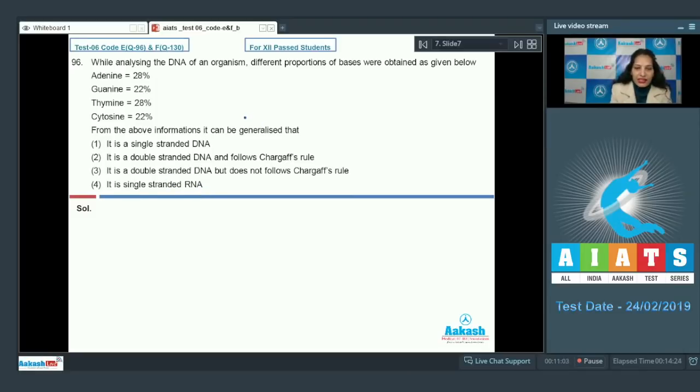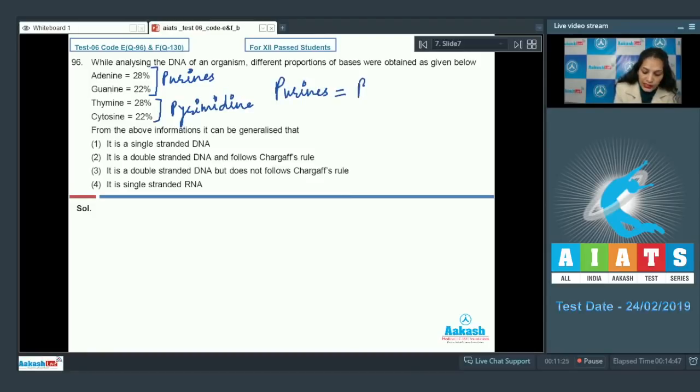By analyzing the different proportions of bases in the DNA, you can conclude that adenine and guanine both are purines. Thymine and cytosine both are pyrimidines. And you can see here that the amount of purine is equal to the amount of pyrimidine.